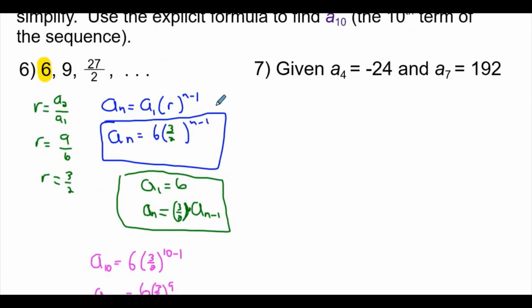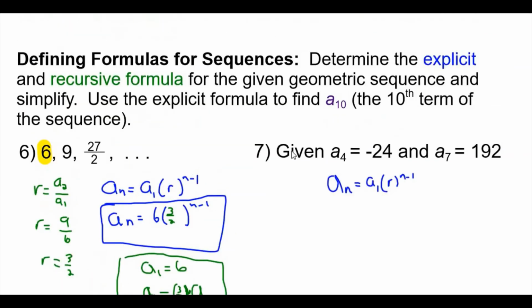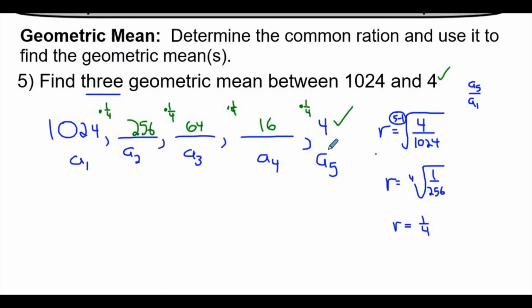All right, so how do we do number 7? Well, let's just start trying to write out the equation and see what we're missing. And unfortunately, for the explicit formula, an is equal to a1 r to the n minus 1, we're actually missing everything, right? We don't have a1 or r. So we learned when we did this geometric mean problem that we can find r between any two terms as long as we use a root that shows their difference.